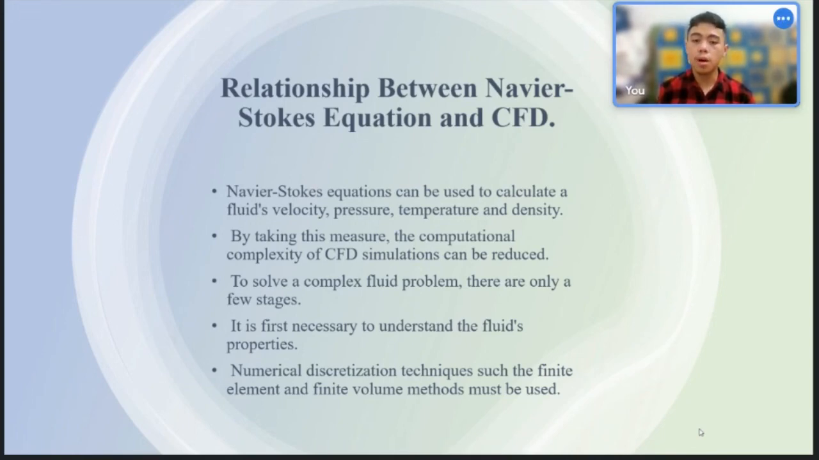Thirdly, to solve a complex fluid problem, there are only a few stages. Fourth, it is necessary to understand the fluid's properties. And finally, numerical discretization techniques such as the finite element and finite volume methods must be used.